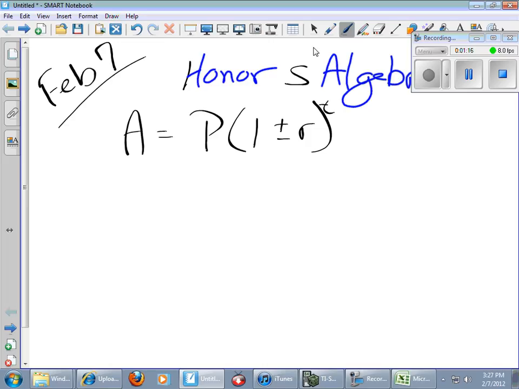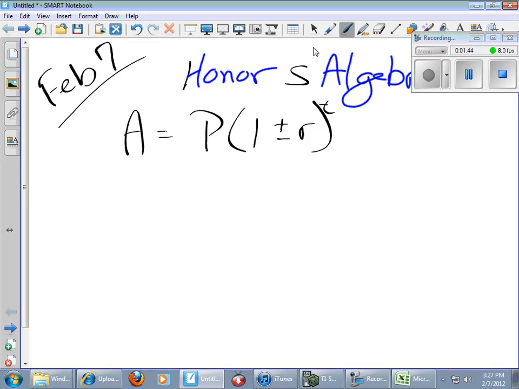All right, so let me read you a problem. In 3 years, you want to have $2,000 in your savings account to buy a new computer. The current interest rate for a savings account is 4%, compounded annually. How much do you need to deposit in a savings account now in order to have enough to buy a computer? Well, in 3 years, you want to have a total of $2,000.